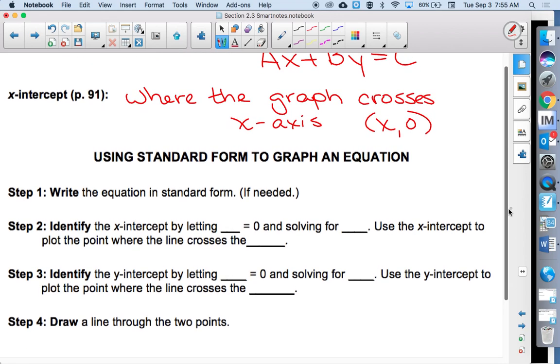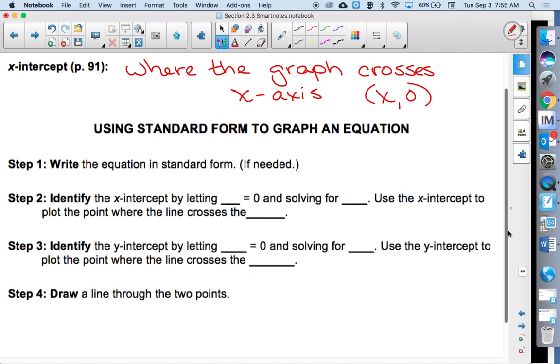So when we're graphing using standard form, the first step says to write the equation in standard form if needed. Generally, if it's in standard form, we're going to find an x, y intercept. If it's easy to get y by itself and get the y equals mx plus b form, then we would do that. So it's like, what are you starting with? And then that's the approach we would take to graph it.